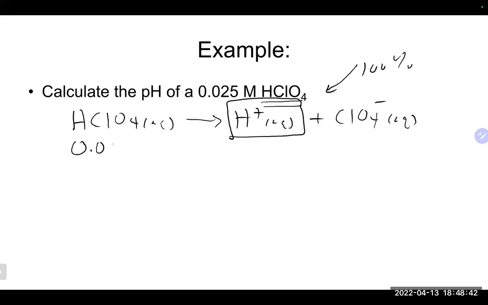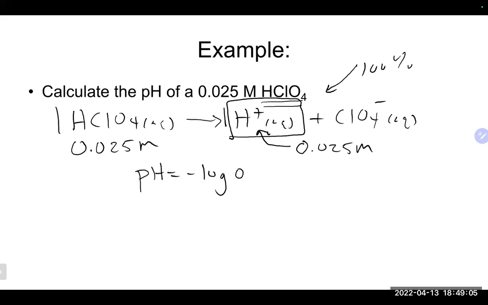So if the whole thing is 0.025 molar, in this case the H plus concentration should be, it is a 1-to-1 relationship, which means the concentration will remain the same. So it will be 0.025. And really that is all we need for the pH. It would be minus the log of 0.025. And that would get us a pH here of 1.60, which also is acidic, which is good because this is an acid.